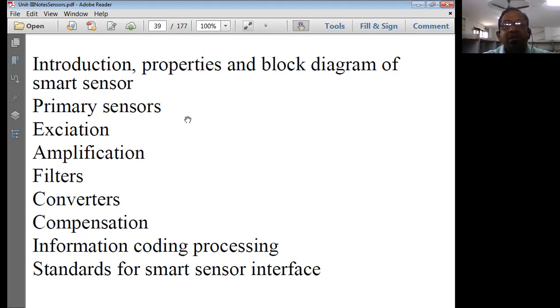The next is, what do you mean by a primary sensor? The primary sensor is the basic sensor which we'll be using in the smart sensor. That means if you remove smartness, it becomes a primary sensor for us. Then excitation. What does excitation mean? Giving a power supply from the external world is known as excitation.